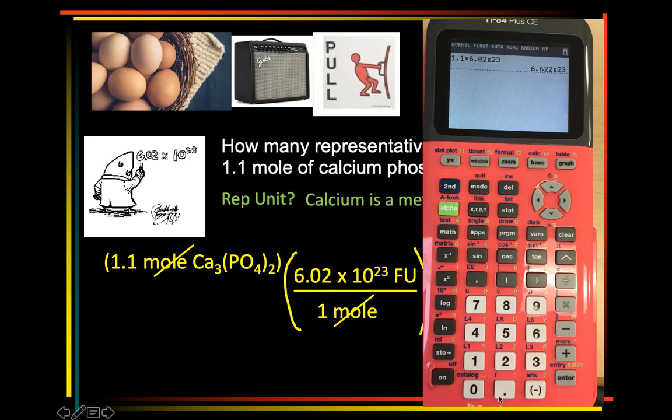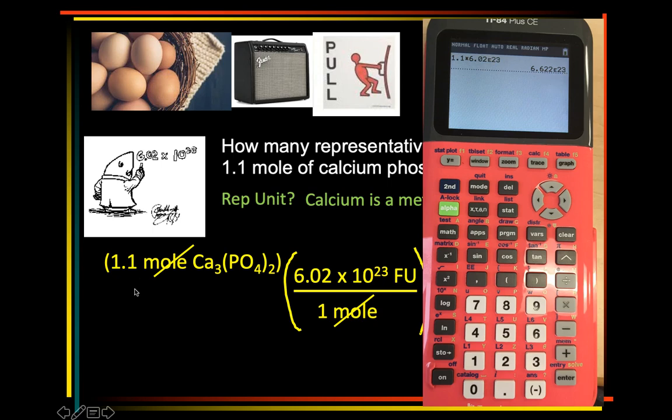So I typed in 1.1 times 6.02 EE 23. And then this is what it looks like. So that's how you use that fancy EE button on your fancy calculator. It makes your typing more efficient and makes it just easier to see what's going on. So then this means my calculator answer is 6.622 times 10 to the 23rd. That's what that E means on the readout on your calculator.